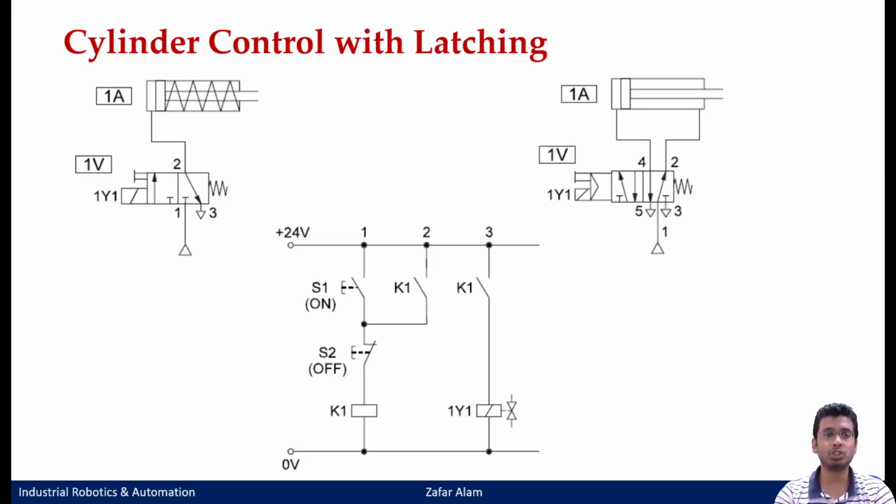When I press one push button, the cylinder should extend and remain in the extended position. It should not retract until I press a second push button; when I press the second push button, it should retract. In this case you will require a latching circuit. If you see, this is push button S1, which is used to extend the cylinder. The moment I press this push button, it engages my relay K1, and a normally open contact of my relay is here.